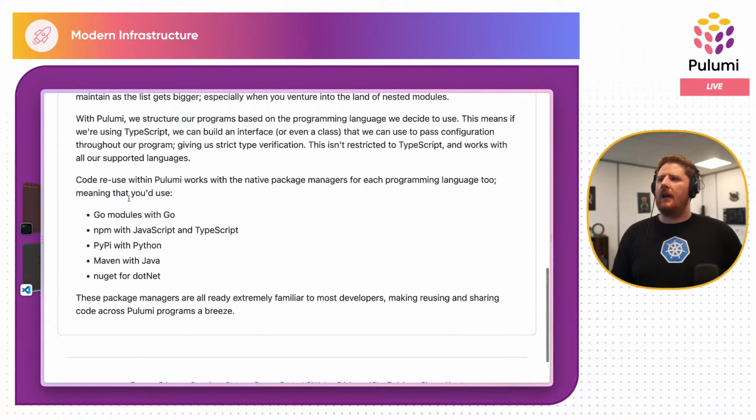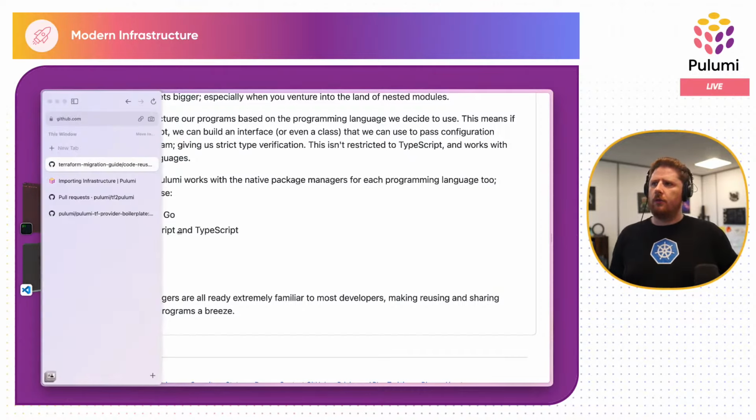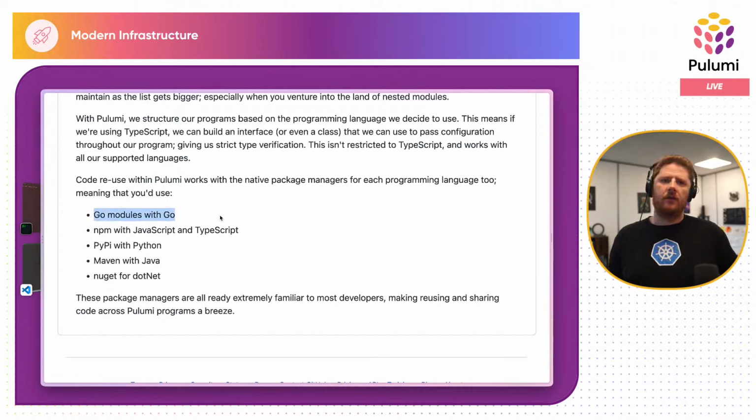Now, the way that this works in Pulumi is not going to be a surprise to most people. Pulumi uses real programming languages and not a DSL. So there's no direct equivalent of modules except for if you're using Go. Well, you would just use Go mod and you would ship your Pulumi code that way. NPM for TypeScript and JavaScript, PyPI for Python, Maven for Java, NuGet for .NET. Hopefully nothing too surprising there.